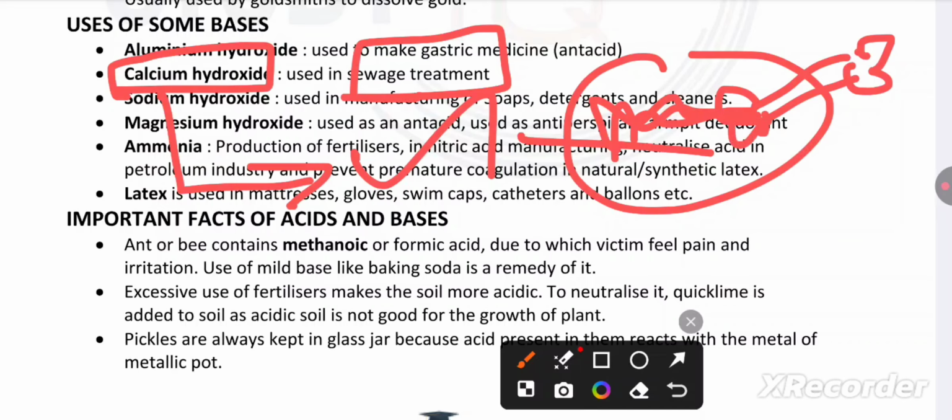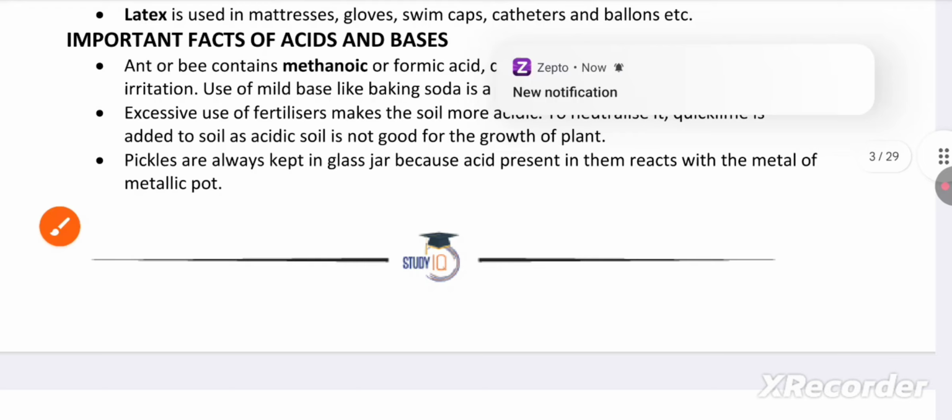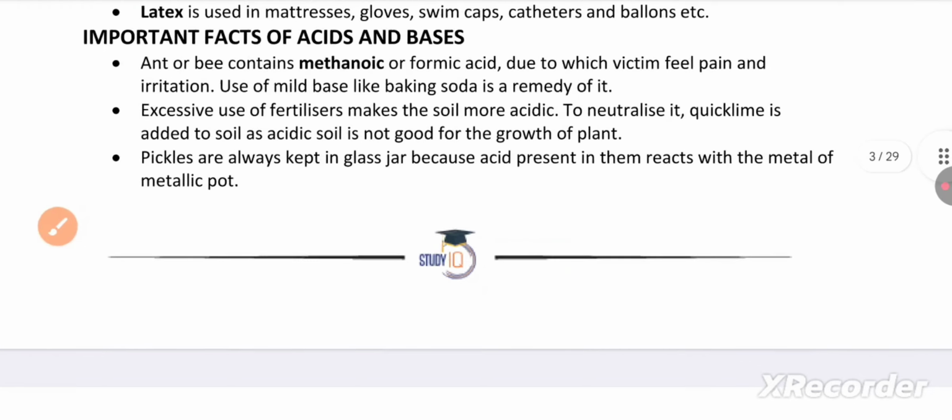You can repeatedly watch my video and you will never forget anything. You can use this as a final revision. Important facts about acids and bases.